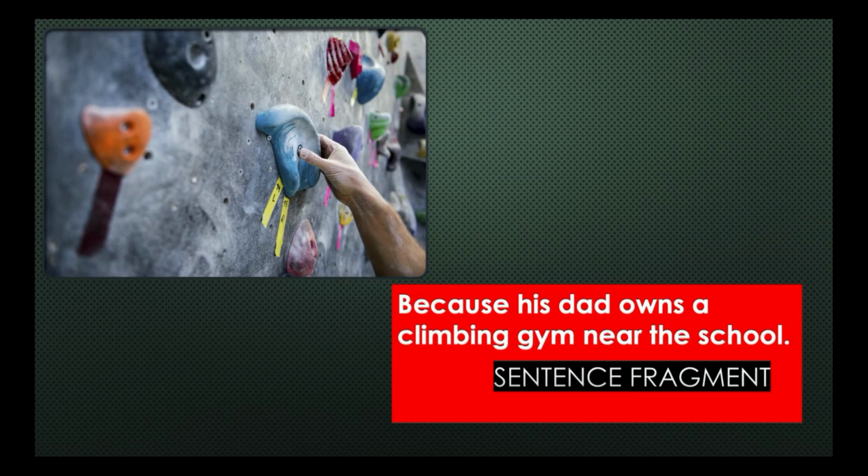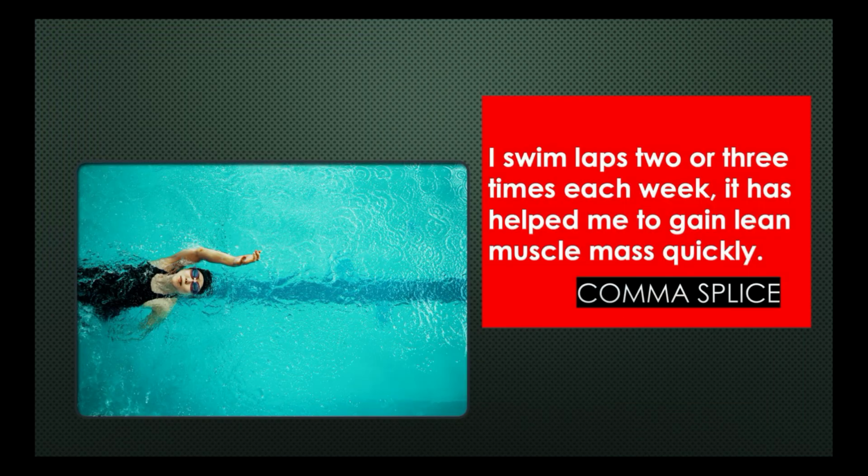This one isn't a sentence at all, right? We have this subordinating word because at the beginning, which creates a dependent element. It can't stand alone, and it's a sentence fragment. Here's a classic comma splice. We've got two independent clauses that could stand alone as their own sentences, but they are linked with only a comma, which we know is a big no-no in academic and business English.